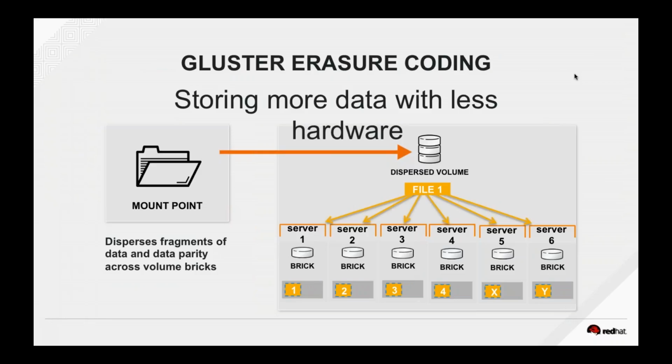Gluster also supports erasure coding like Ceph does. The data can get spread across 4 bricks, and 2 bricks can be for parity. This is what is called a dispersed volume in Gluster terminology.